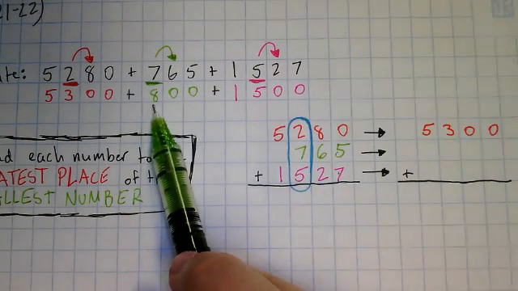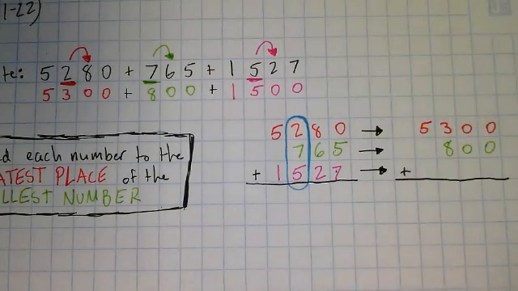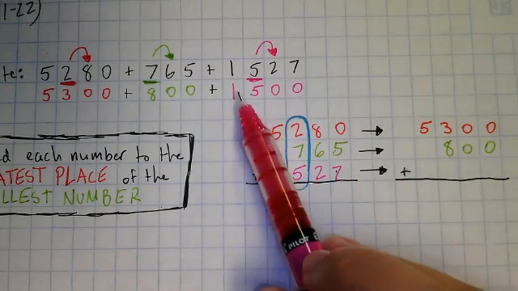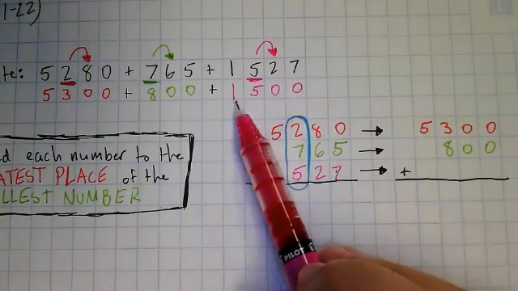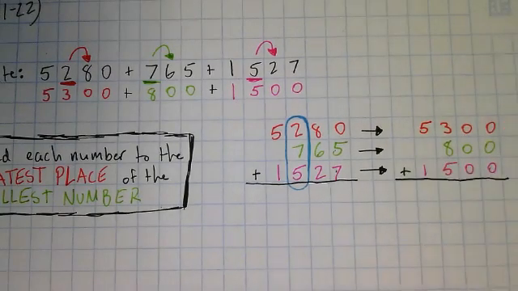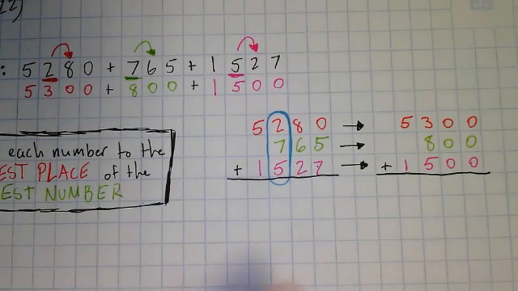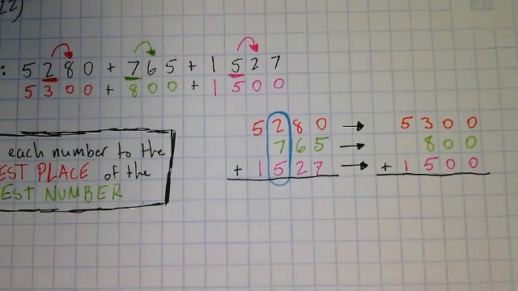765 rounded up to 800. So I'm going to write 800 here. And 1,527 rounded to 1,500. So I can write that here. Now all we have to do is actually add them up. And this is even easier than it would have been right here because our first 2 rows are just zeros.